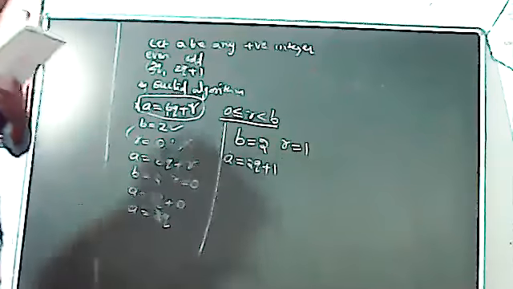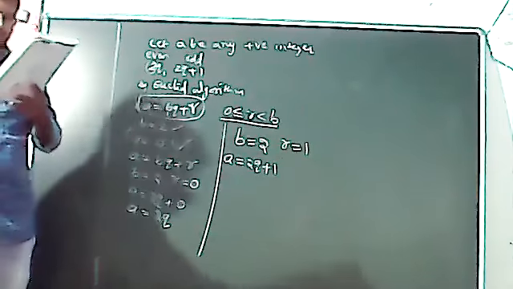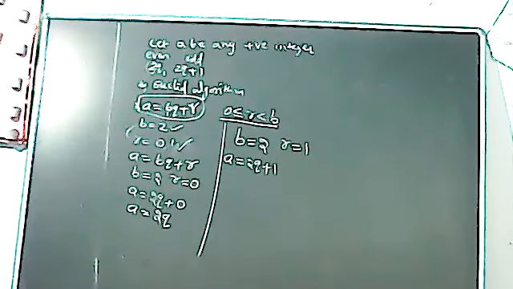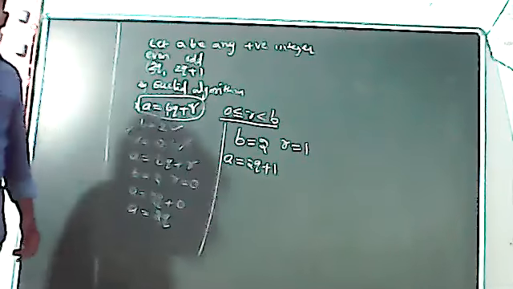Let's go for example 2. Show that every positive odd integer is of the form 4q plus 1 or 4q plus 3, where q is some integer. Every positive odd integer is in the form of 4q plus 1 and 4q plus 3. So how can we solve that? Same: let a be any positive odd integer.